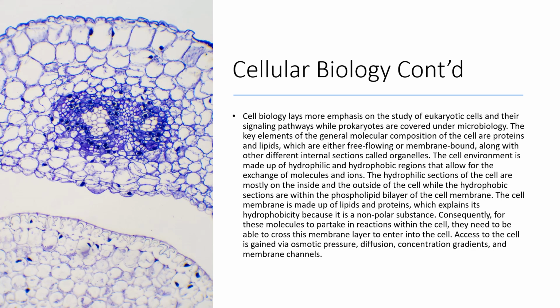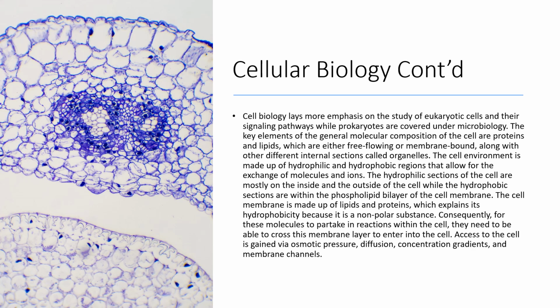Cell biology lays more emphasis on the study of eukaryotic cells and their signaling pathways, while prokaryotes are covered under microbiology. The key elements of the general molecular composition of the cell are proteins and lipids, which are either free-flowing or membrane-bound, along with other different internal sections called organelles.